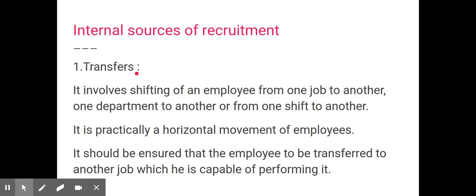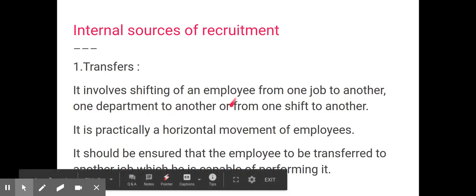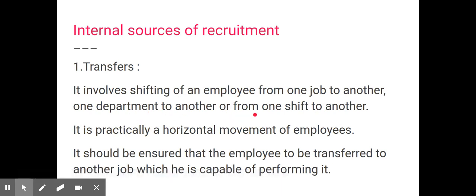So what is transfer? Transfer is shifting an employee from one place to another place. For example, a person is working in Trichy, and that person is transferred to Chennai. Transfer can also mean moving from one department to another department, or from one shift to another shift. For example, a person working in the morning shift can be transferred to the evening shift. That is also a transfer.